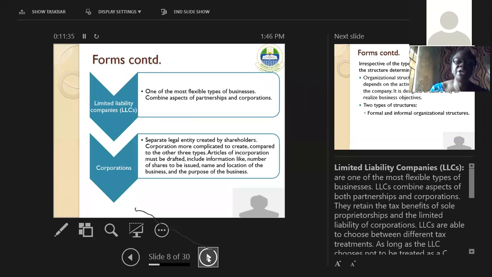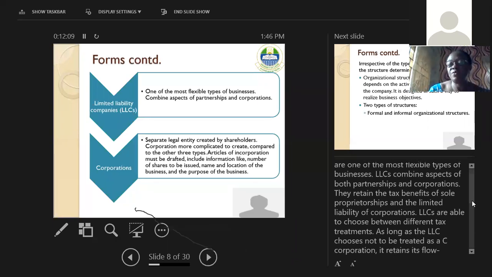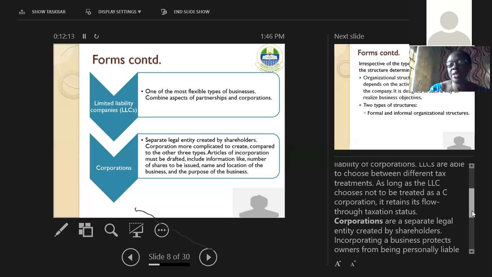Then we also have the corporations. These ones right from the beginning, ab initio, are separate legal entities that the shareholders created. These ones are even more complicated to create because you need to go through a lot of process. You have your articles of incorporation, memorandum of association, and all the rest, which will be drafted and taken to CAC to be registered, and you may need to tell them the number of shares that you're ready to issue, the names of the owners and location of the business, and the purpose of the business. So you will need to declare all of that when it comes, unlike the sole proprietorship or partnership, that you may not be asked to do that.